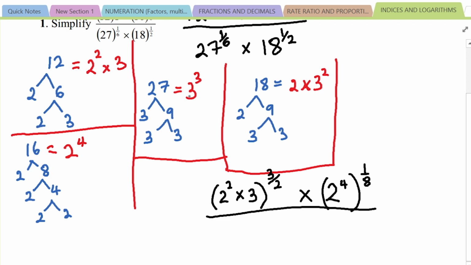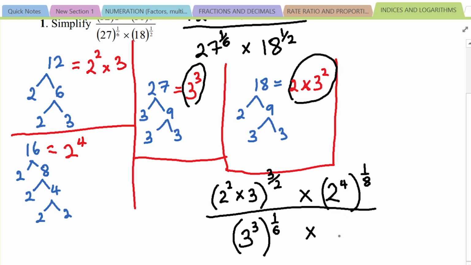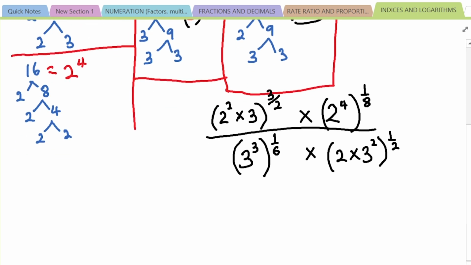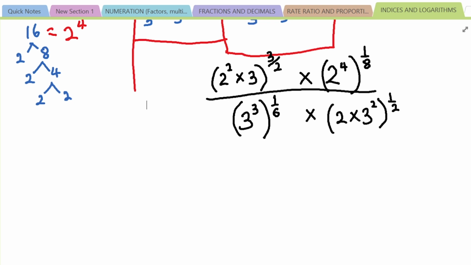Like that. Then we shall divide by, where there is 27, we put 3 to the power 3. So this is going to become 3 to the power 3. And this whole thing is to the power 6th. Multiply that by 18. Where there is 18, put this. So it's going to become 2 times 3 squared, and this is to the power a half, like that. I believe by that we have simplified it. Now, since we've broken it down, now let's start dealing with each individual thing.